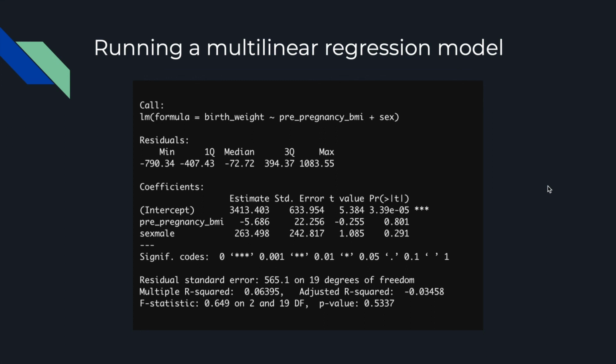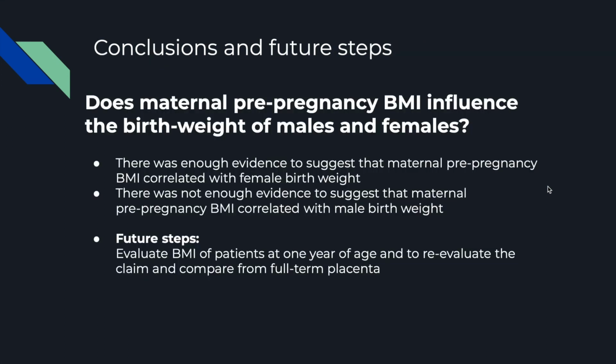So what does that mean, we conclude? In terms of our question regarding maternal pre-pregnancy BMI influencing the birth weight of males and females, there was enough evidence to suggest that maternal pre-pregnancy BMI correlated with female birth weight, but not enough to suggest that it correlated with male birth weight. This could be because of our sample size. This could be because of our sample distribution. We could add more individuals from another batch later on to see if that changes our results.